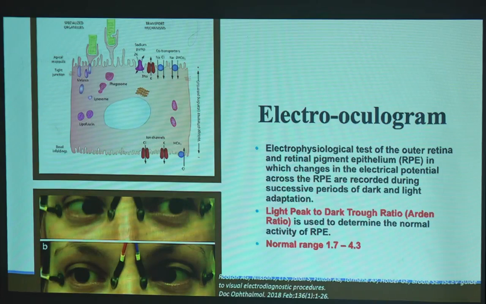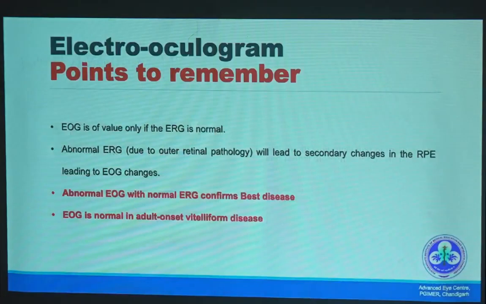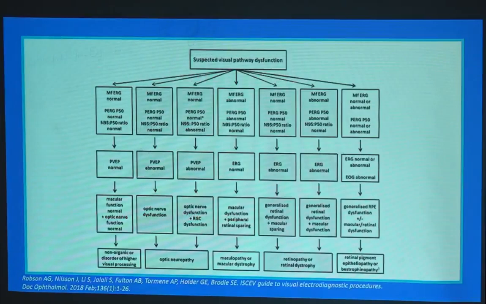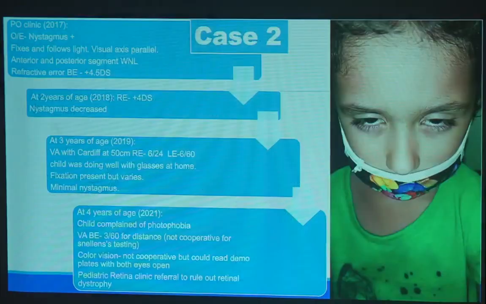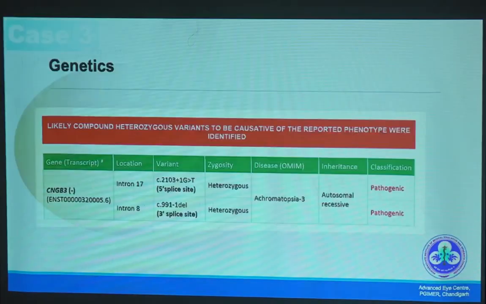It's a little lengthy test, and what we always remember about it is the Arden ratio that we get. That is the ratio of the light peak to the dark trough, and that gives us information about the RPE, typically vitelliform disorders like Best disease. So in that, I'm just out of time. I'm going to show you 2 examples. I'm not going to show you too many of those examples.